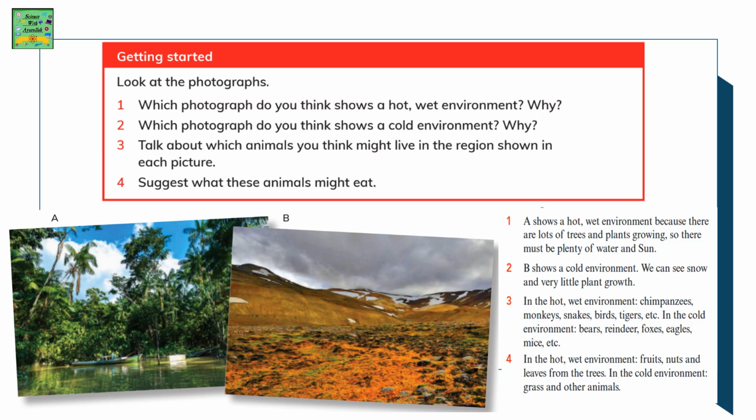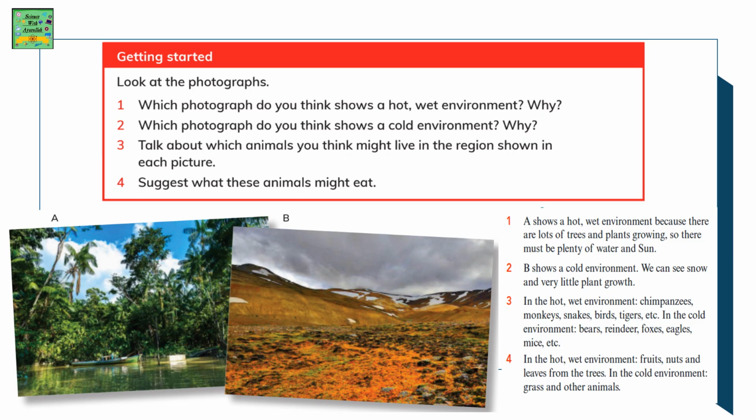Photograph A depicts a hot and wet environment because there are a lot of trees and plants growing, so there must be a lot of water and sun. B shows a cold environment, as we can see there is some snow and very little plant growth.